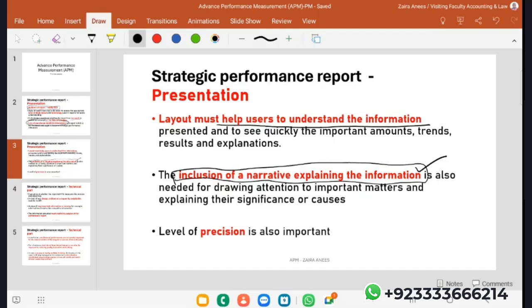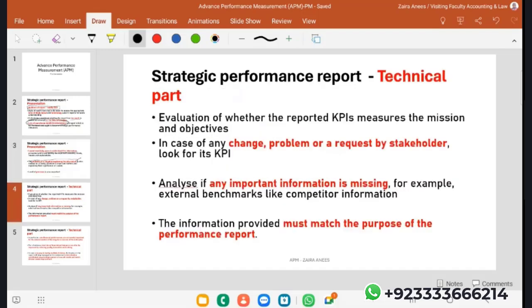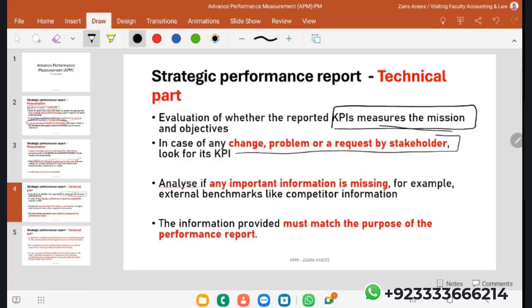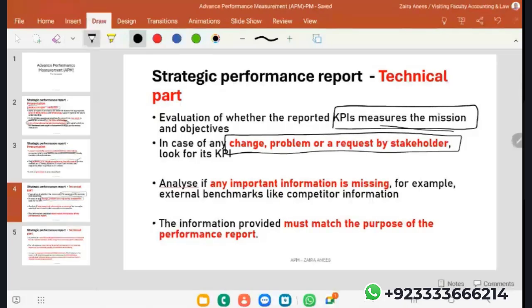And then level of precision is important. Sometimes this can also be addressed, right? The technical side is that you need to understand the overall mission statement of the organization. You need to understand whether any change, problem, or request by the stakeholder is presented in the question in the report. If there is any important information missing from the report, you need to highlight that. Your report must match the purpose of the performance measurement. You should understand why you are supposed to write the report, and your report should be accordingly.